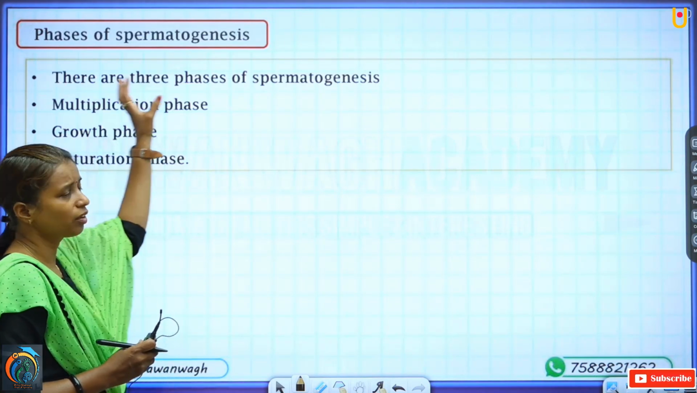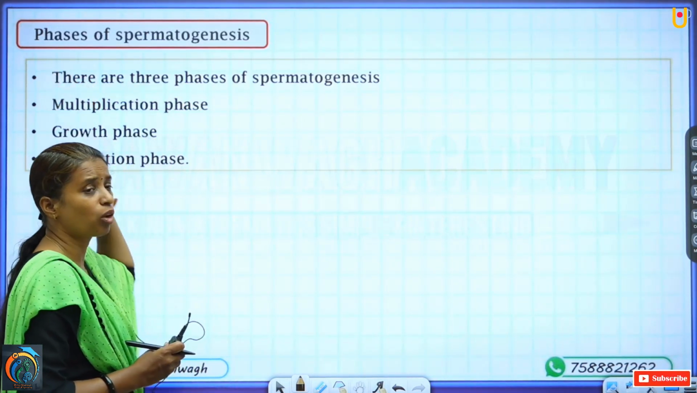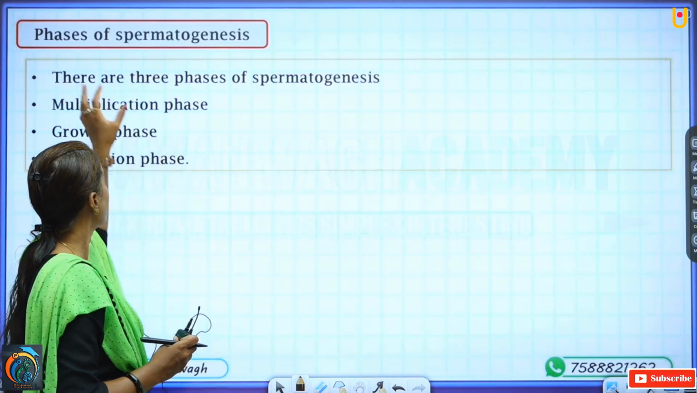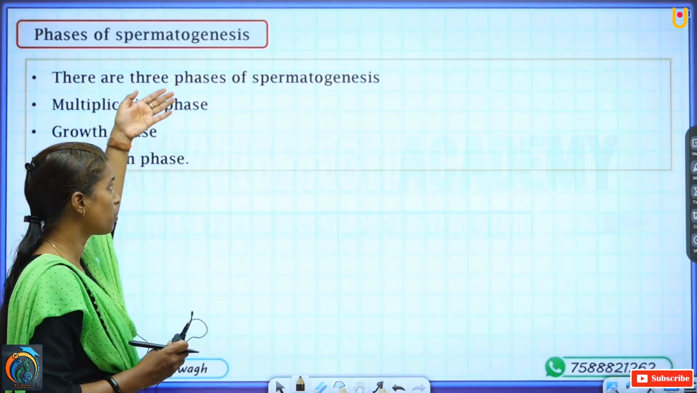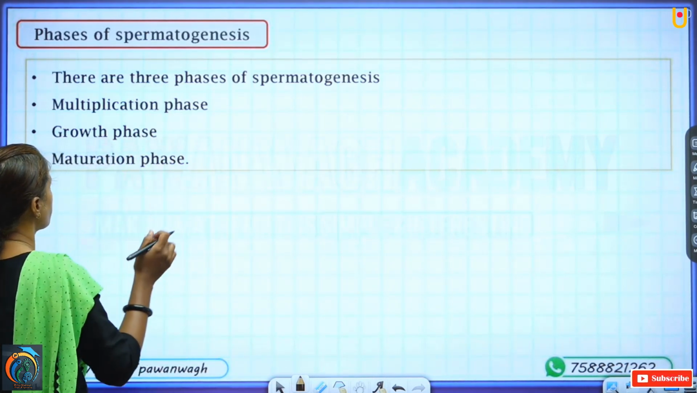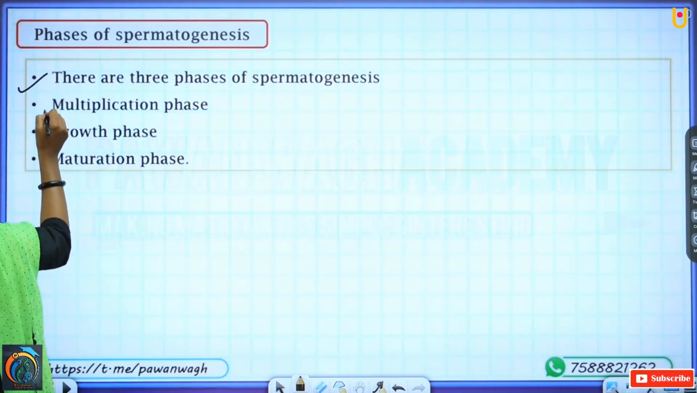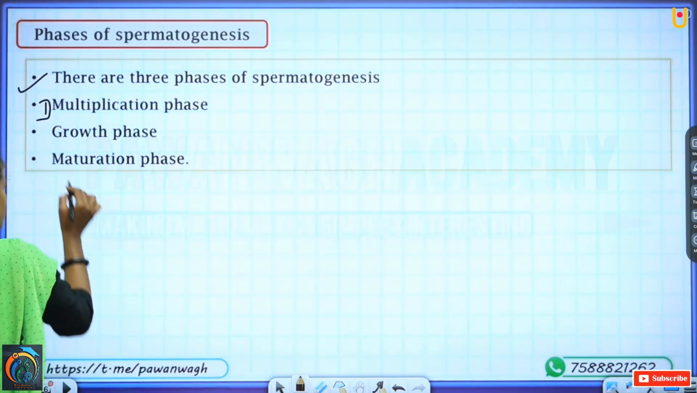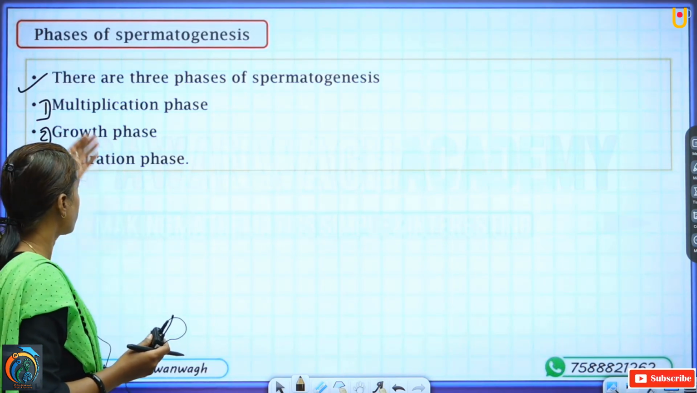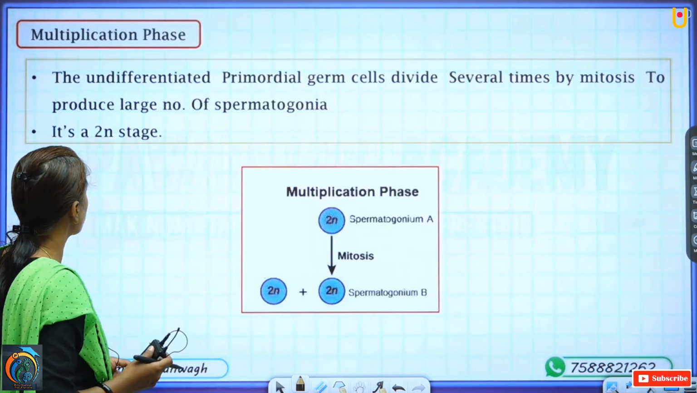Now there are different phases while developing the sperm, and we are calling them the phases of spermatogenesis. While forming sperm, the formation occurs according to different phases. Which are those phases? The first is the multiplication phase, the second is the growth phase, and the third is the maturation phase. These are the three phases of development of sperm. We will discuss these phases one by one.